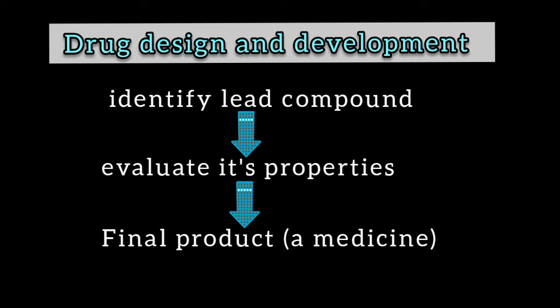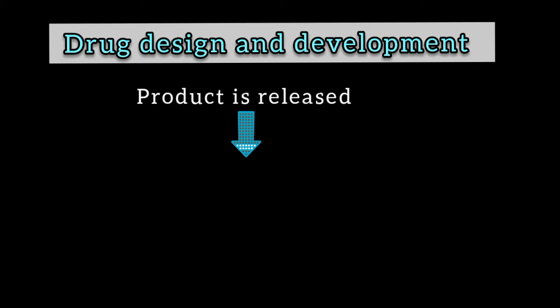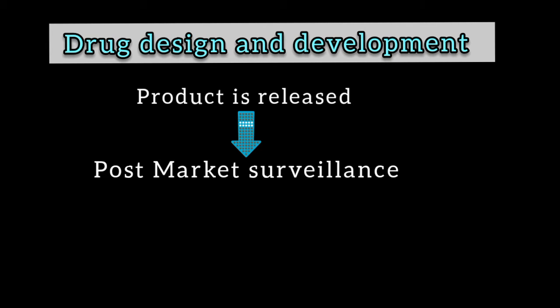These properties can be chemical, physical, or biological, and then making this candidate into a final product, and it is released into the market. And then after it is released into the market, there's post-market surveillance, which is a way of monitoring the drug in the population after it has been given to actual patients, and seeing whether the drug is effective, any side effects or any adverse effects or any contraindications that may have been missed.